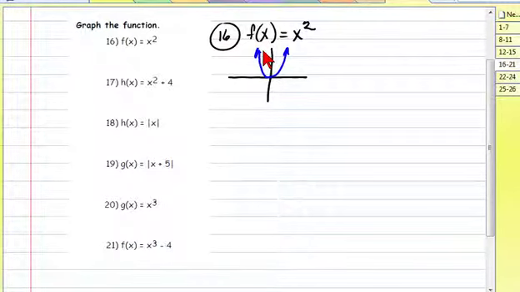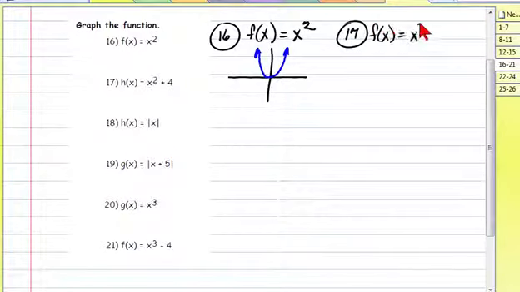Is that okay for 16? All right, now, on this review, number 17 is sort of related to it. So I'm going to do it right here. Number 17 is f of x equals x squared plus 4. So f of x equals x squared plus 4.